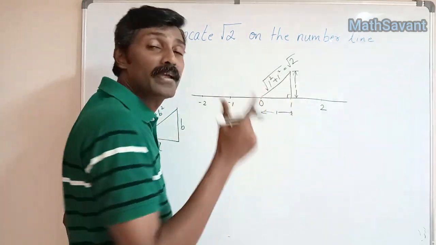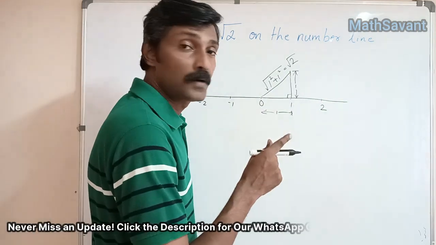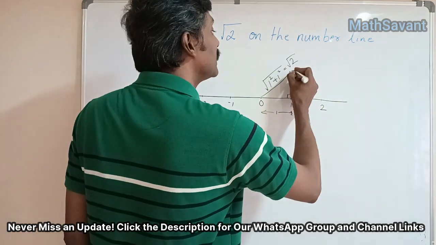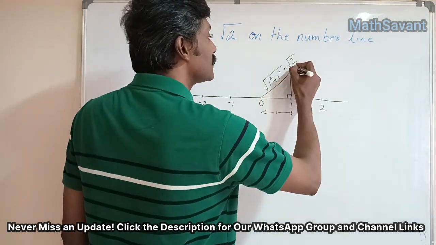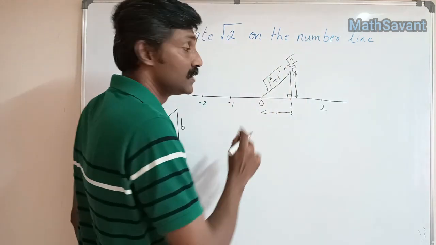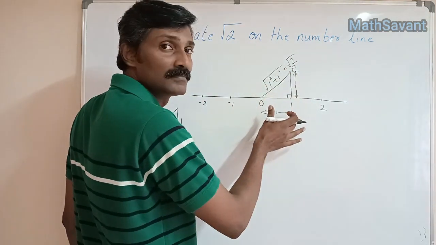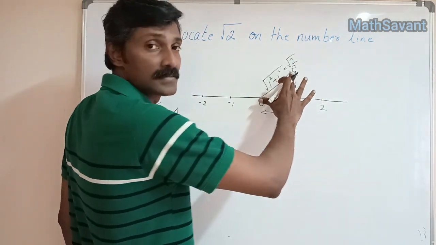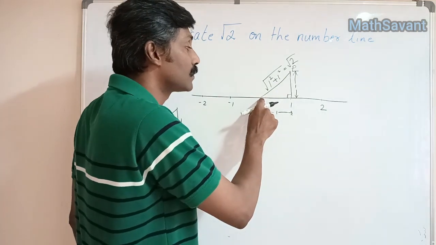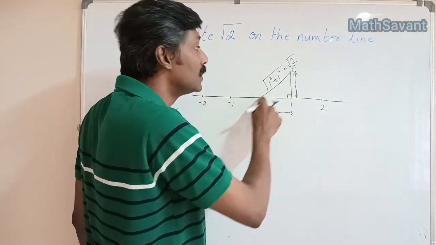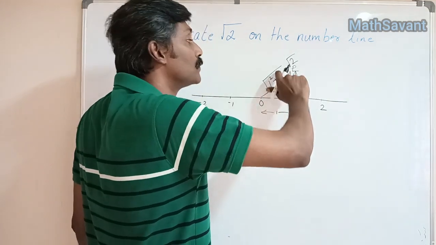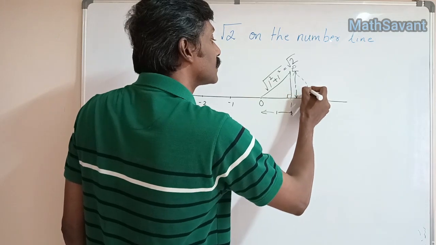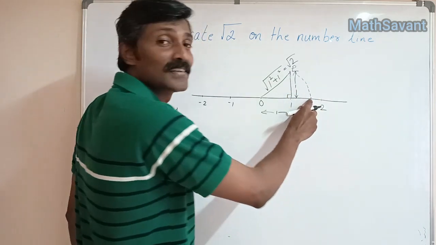Now we need to locate that on the number line. To locate root 2 on the number line, all we have to do is complete this circle with O. Let's name this point as P. So just complete this circle which touches the number line with OP as the radius. You keep the pin of the compass on O, OP is your radius, and then you draw this circle, right? So it will come like this, like this, like this, and then it will touch the number line here.